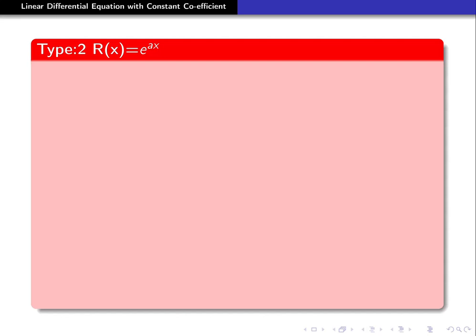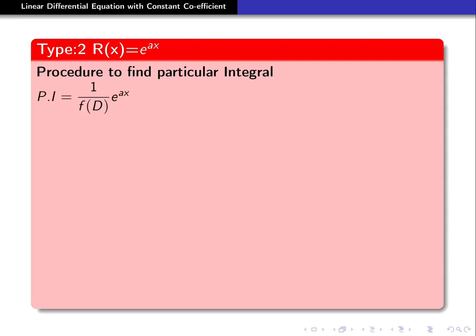So next, type 2. In the previous case, type 1, we took R(x) = 0. Now we take R(x) as a non-zero function, that is e^(ax). So the procedure to find the particular integral: particular integral = 1/f(D) · e^(ax).